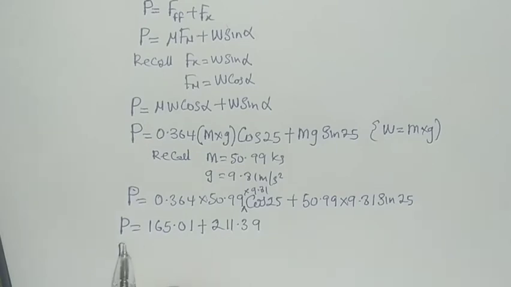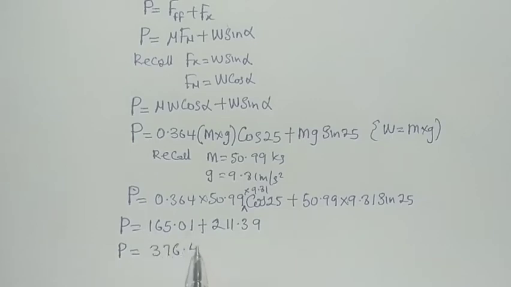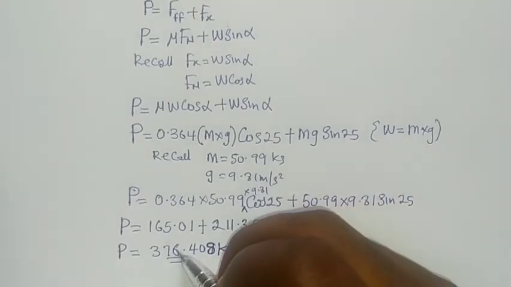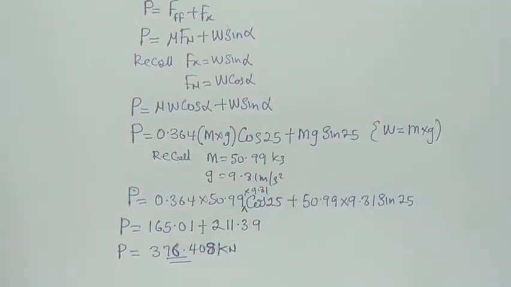So the maximum force P required will be 211.39 plus 165.01. That'll give us 376.408 kilonewton. Are we good? This is in kilogram, we're leaving it in kilonewton here. This is our value for our maximum value of P.